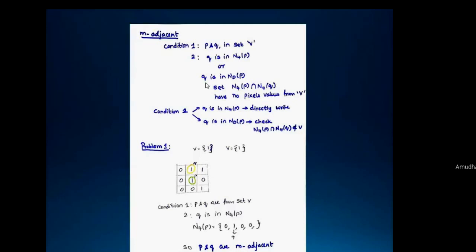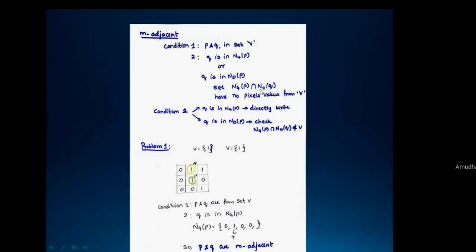If it is a 4 neighbor, simply you have to find that it is a 4 neighbor, then it is adjacent. Directly we can write it. If it is a diagonal neighbor, then we have to check the other condition: N4 of P intersection N4 of Q has no pixel values from set V.